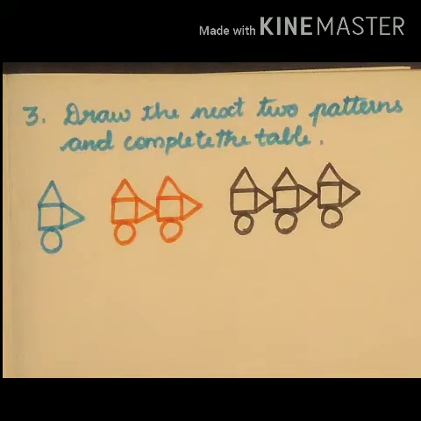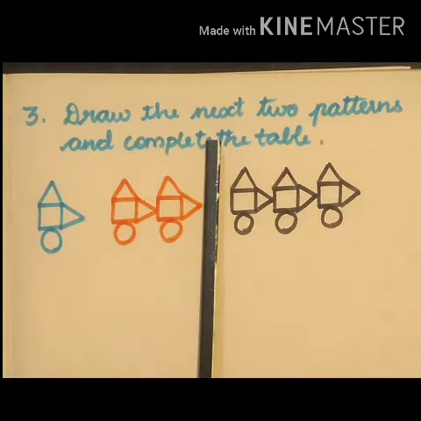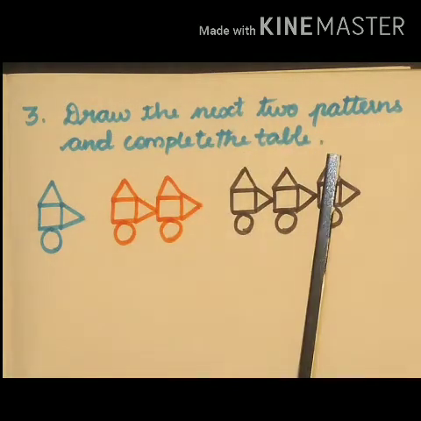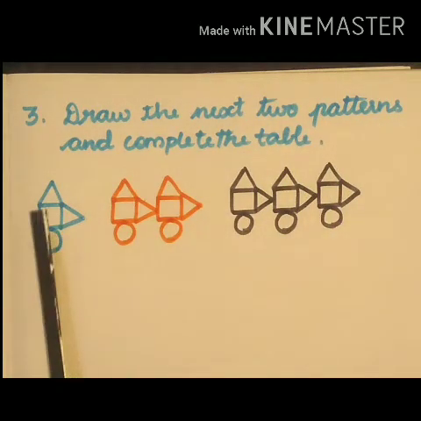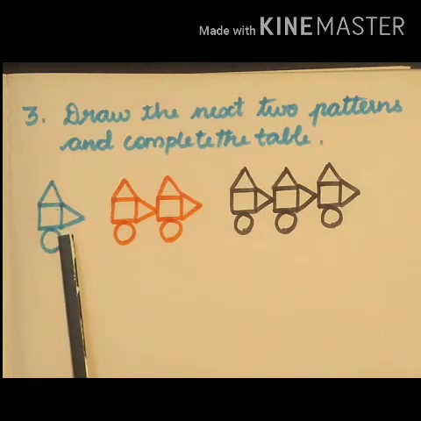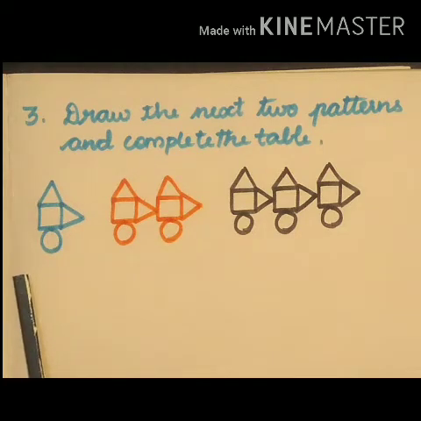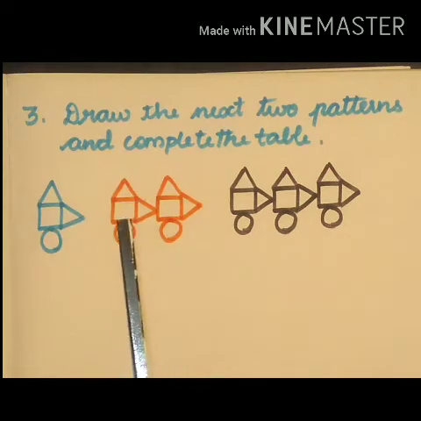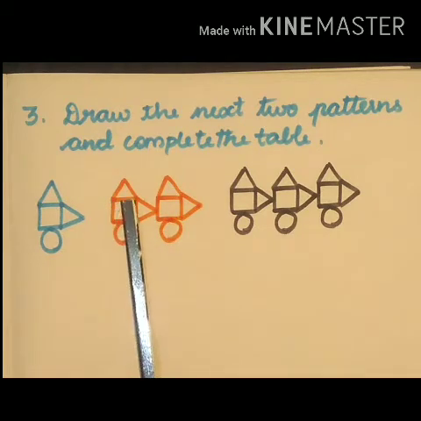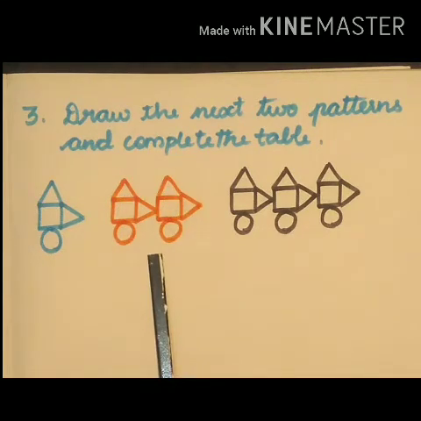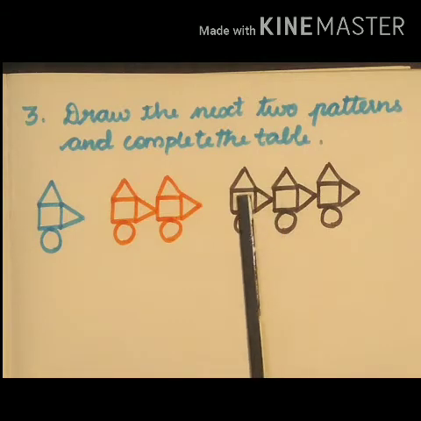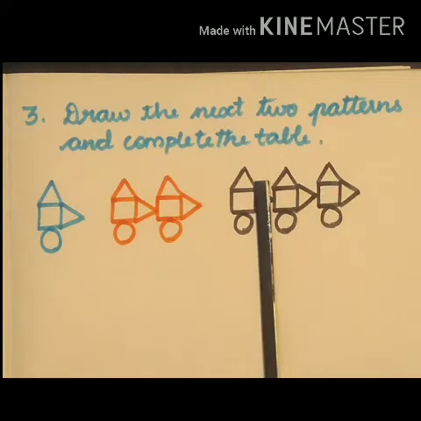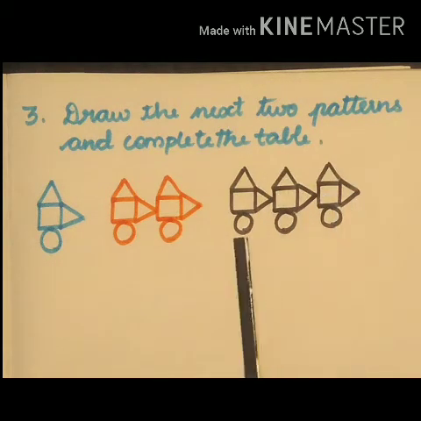Now let's see how to find the pattern. Here the given question is: draw the next two patterns and complete the table. See here one square, two triangles and one circle is given. In the second one, two squares, four triangles and two circles are there. In the third one, three squares, six triangles and three circles are there. So, what's the next pattern?